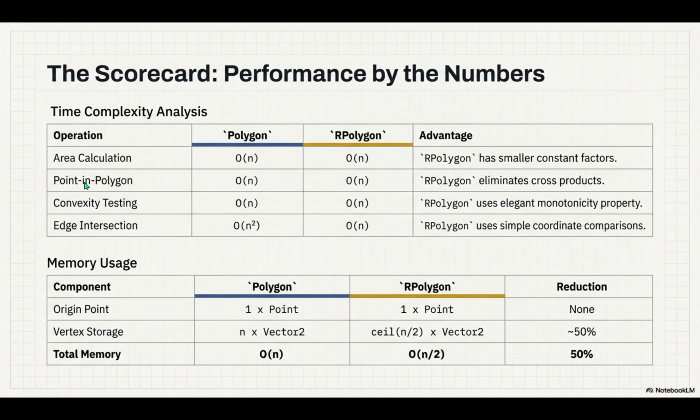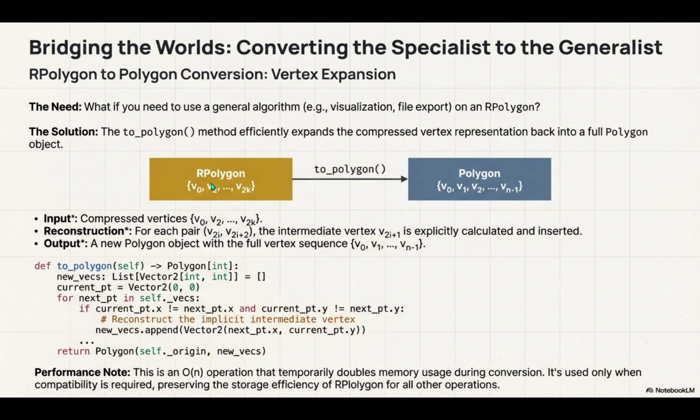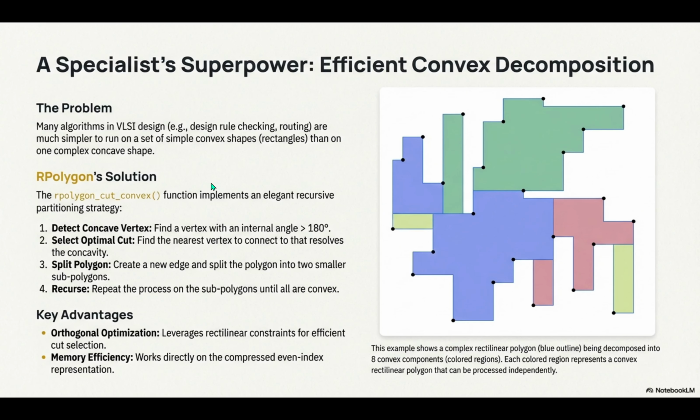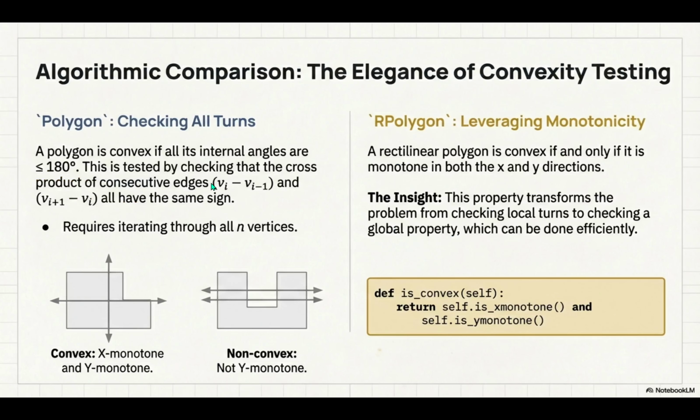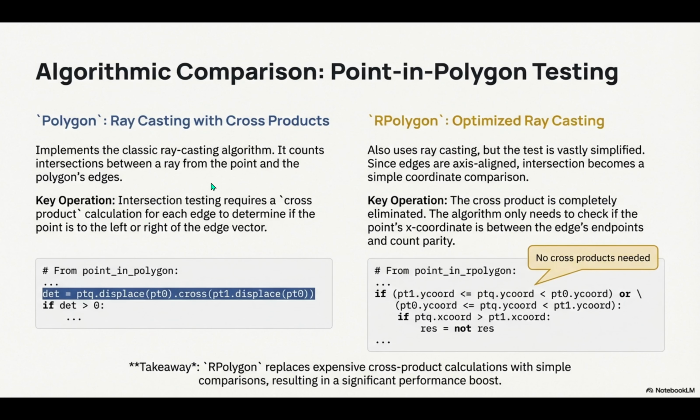Well, for a general polygon, you use something called ray casting. You shoot an imaginary ray out from your point, and you count how many times it crosses an edge. Okay. But checking for that intersection requires some sophisticated vector math, primarily what's called the cross product calculation. That calculation is relatively expensive because it involves multiplication and subtraction on coordinates that, well, they might be floating point numbers. And for the R polygon, what happens?